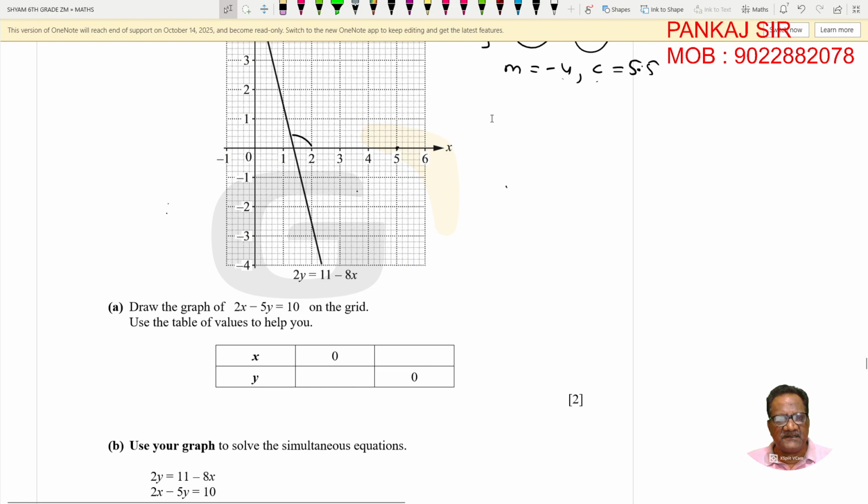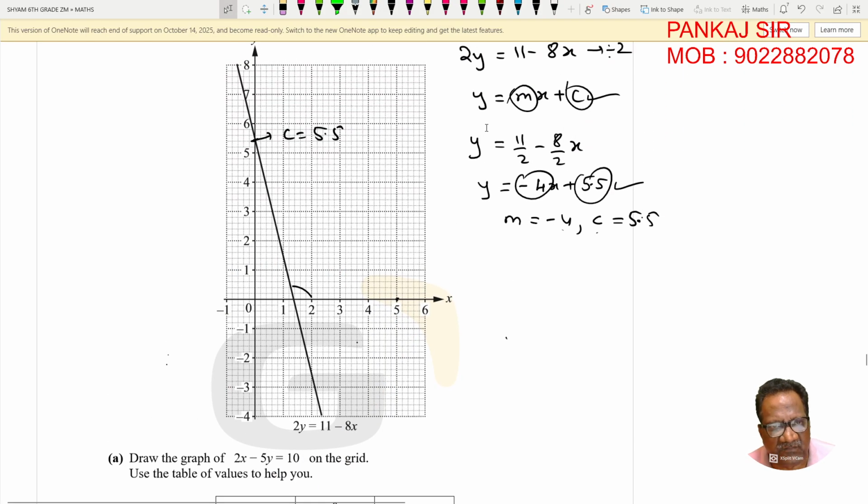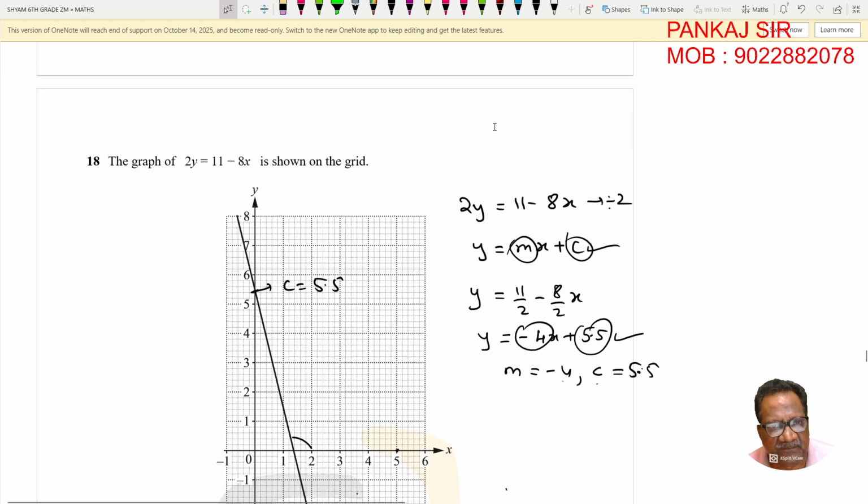Okay, now what he is saying, draw the graph of y is equal to 2x minus 5y is equal to 10 on the grid. So on this same grid, where this graph is already given. Now this is the graph of this line. Okay, this graph that the question is showing you is the graph of this one, 2y is equal to 11 minus 8x, right?